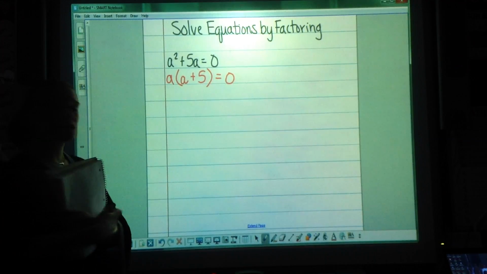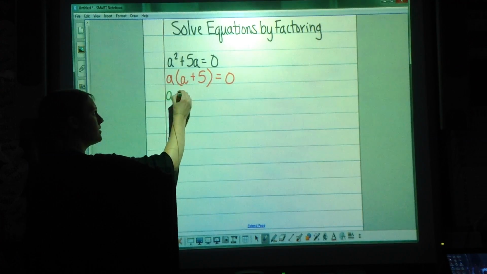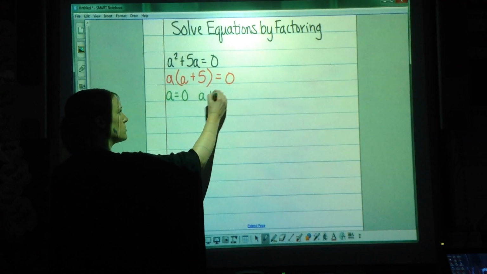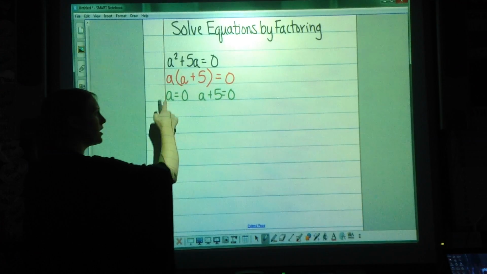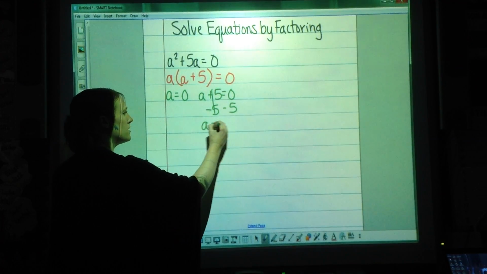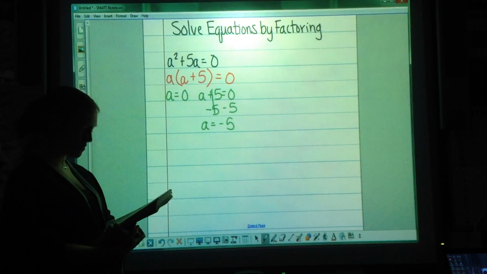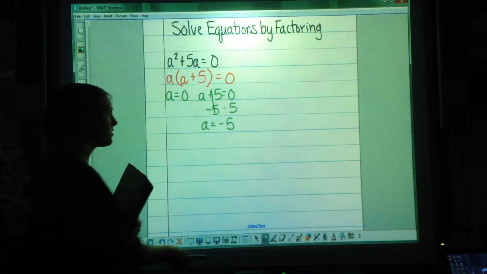Now that I have it factored, I can set both quantities equal to 0. This is a quantity, and this is a quantity. Here I already have one answer. My other answer is negative 5. My two answers are 0 and negative 5. Let's try another one.